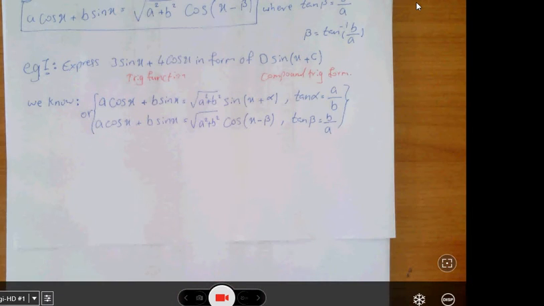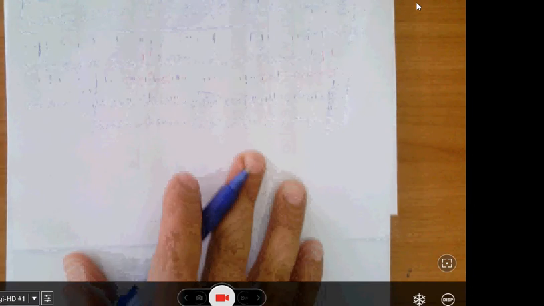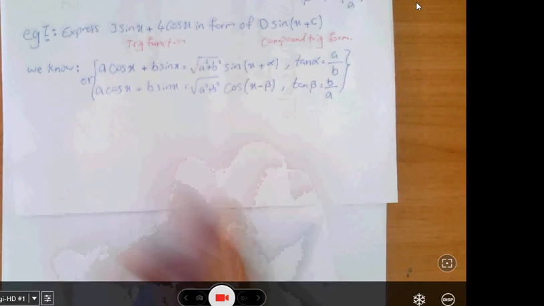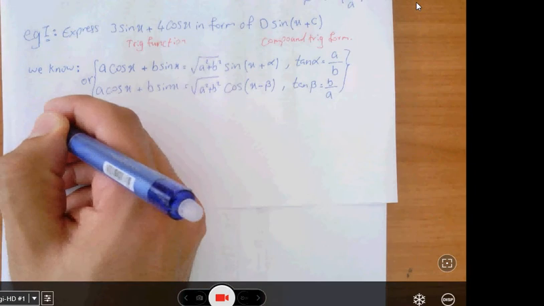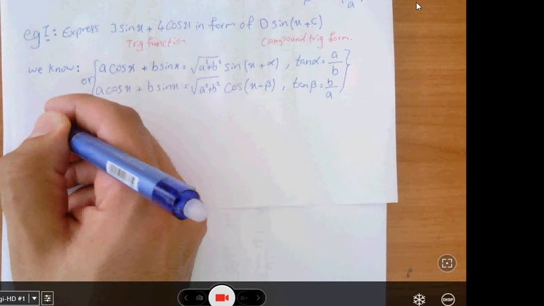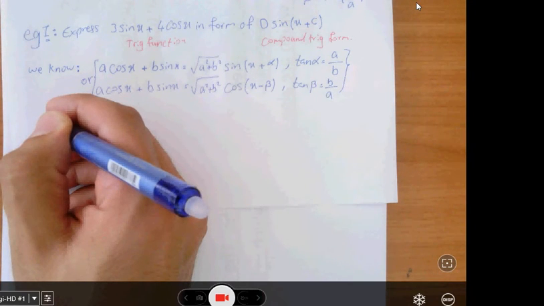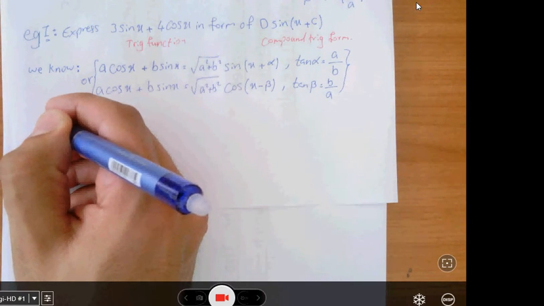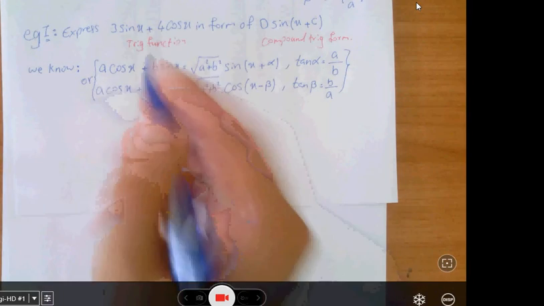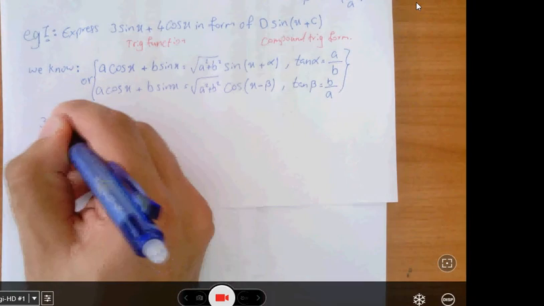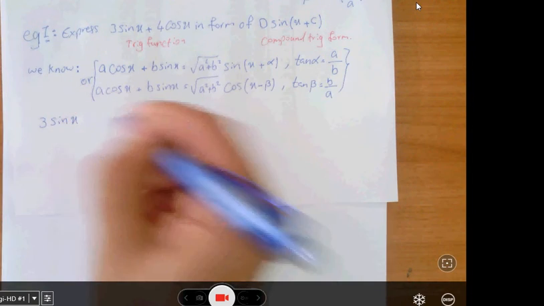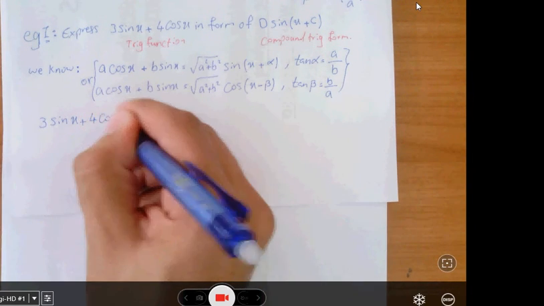Why is that? Because, look, I can just go through my equation one by one and identify each parameter, right? So if I write it out, I say, okay, well, this is 3 sine x plus 4 cos x.